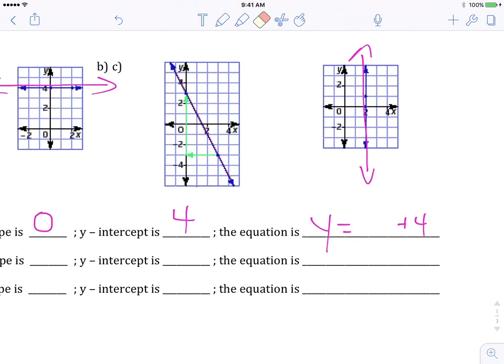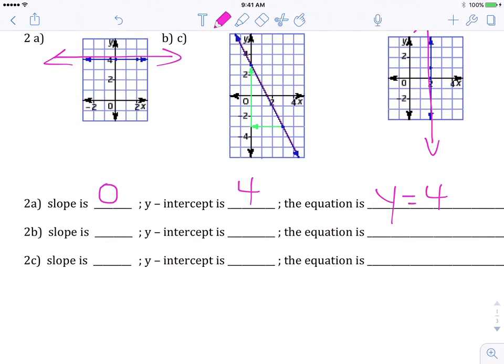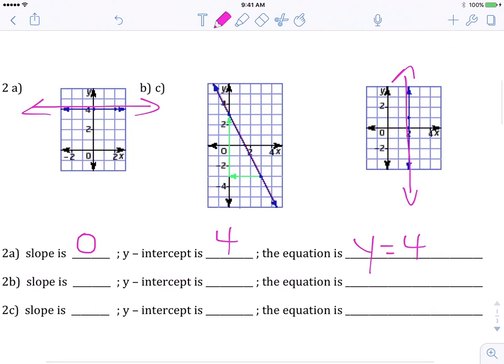So we eliminate that, and we simply write y equal 4. That's the equation of that line. For 2b, the slope can be calculated a number of ways.